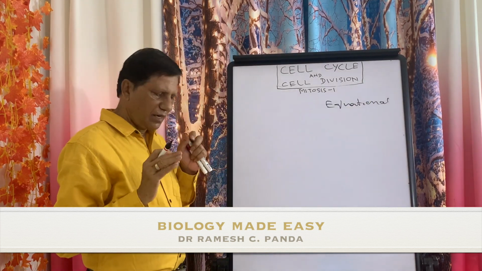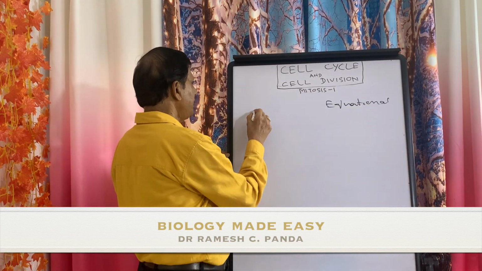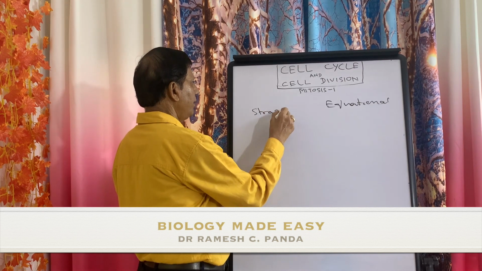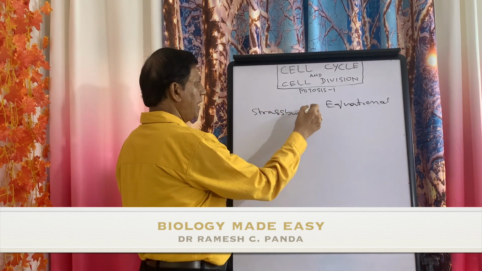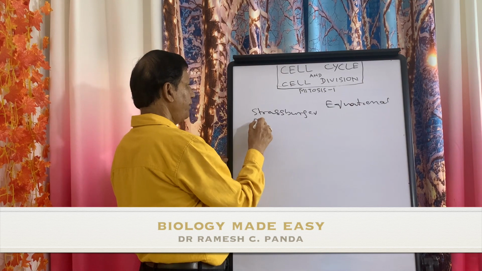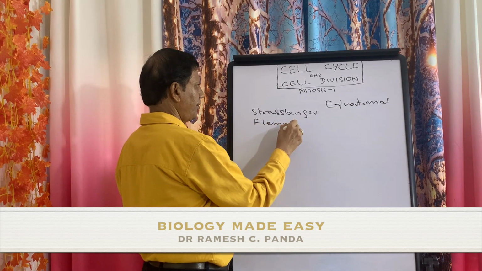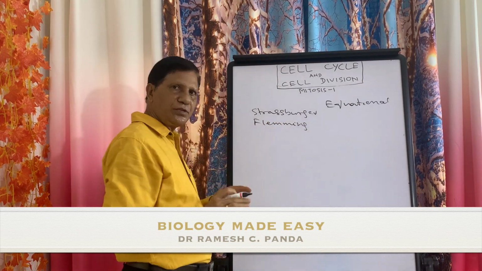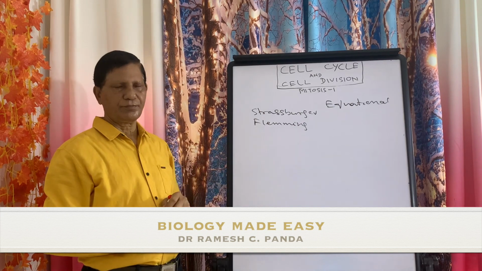Mitosis was first observed in case of plant cells by Strasburger and in case of animal cells by Fleming. But the name mitosis was given by Fleming.